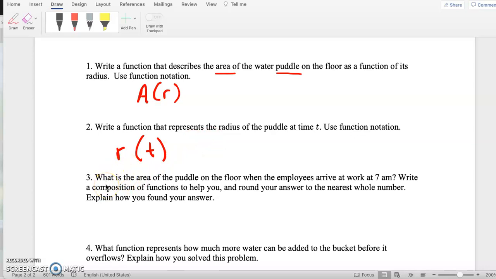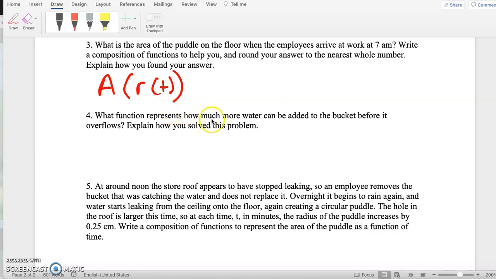What is the area of the puddle on the floor when the employees arrive at work at 7 a.m.? Write a composition of functions to help you and round your answer to the nearest whole number. Explain how you found your answer. So we know that the area of the puddle on the floor is a function of the amount of time that has passed since the roof began leaking. So we want to find A of r of t, and then figure out how much time has passed between 3 a.m. and 7 a.m. in minutes. We're going to plug that number in and solve for the area.